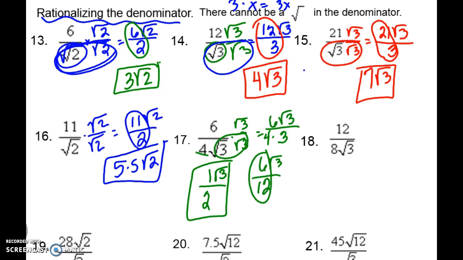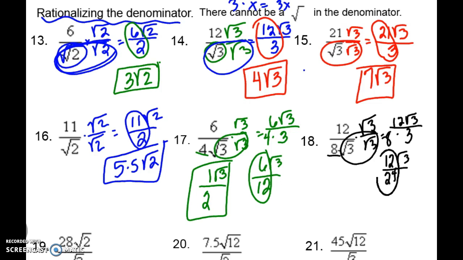Okay? Try number 18. It's much like that one. So I'm going to multiply the square root of 3 over the square root of 3, right? Then here I get 12 square roots of 3. I have a pair of 3's, so it gets to come out. I have an 8 that's already out, so that gives me 12 square roots of 3. What's 8 times 3? 24.